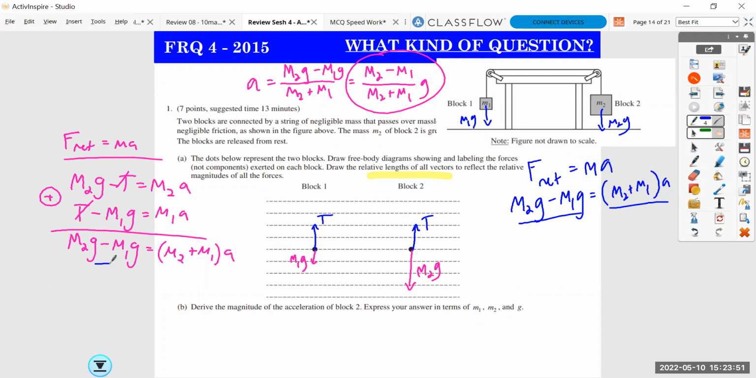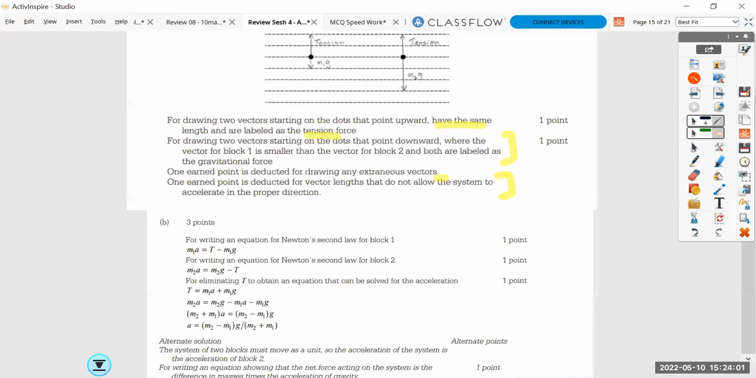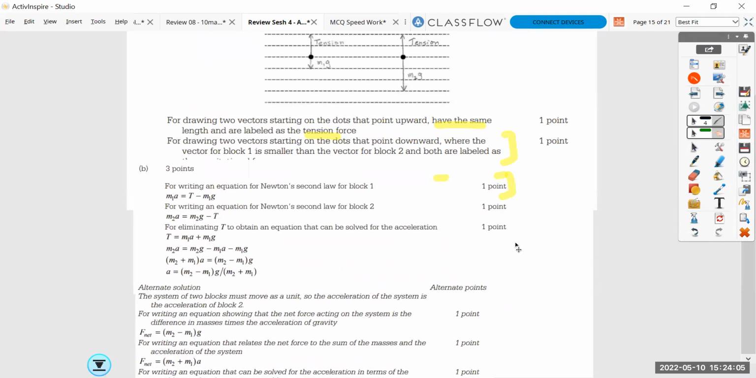You don't have to do this in order to get a good number of points on the question. If you draw your free body diagram correctly, that's 2 points. B here is 3 points. A couple different ways to do it. Again, a point for writing Newton's second law for block 1 and for block 2. So frankly, even if you didn't solve it, if you wrote Newton's second law for both blocks, that's 2 out of 3 points right there.